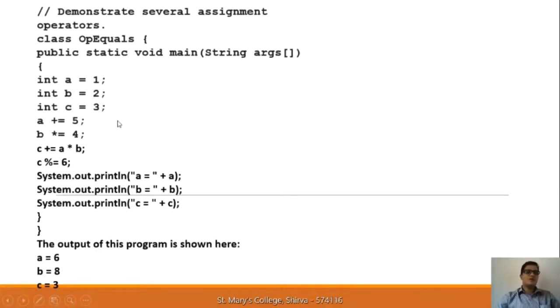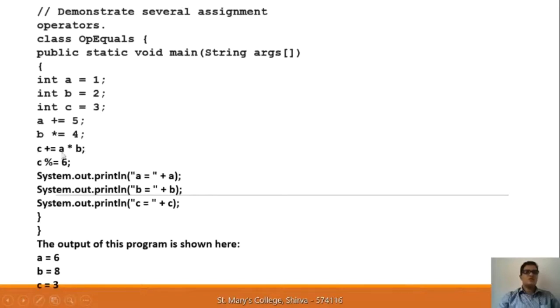A is equal to 1 plus 5, that is 6. B *= 4, that means b is equal to b into 4. Then what does it mean? B is equal to 2 into 4, that is 8. The 8 will be stored in your b. Then c += a * b.